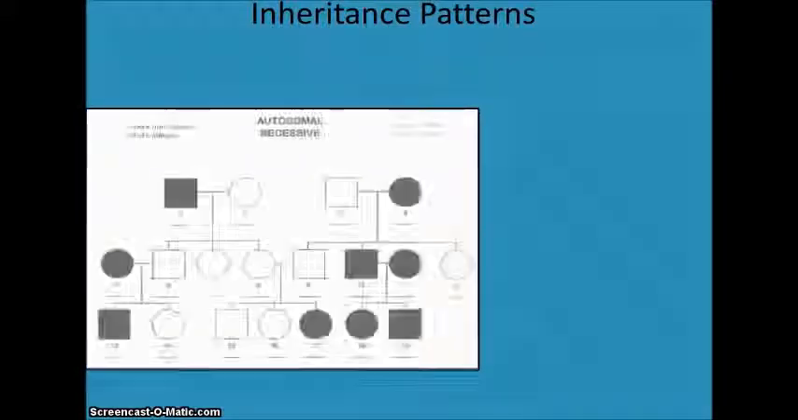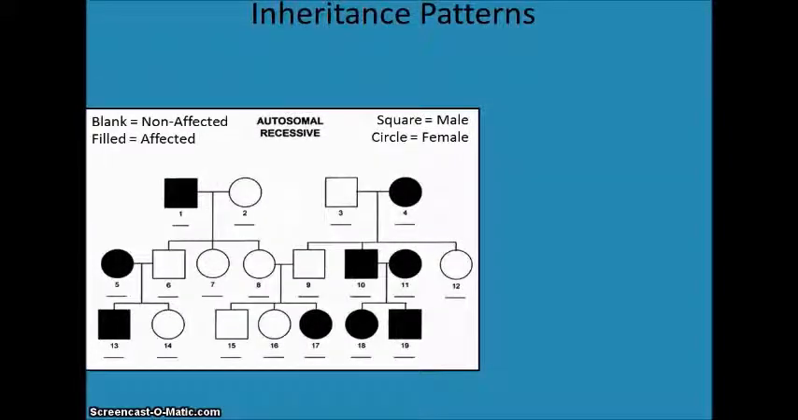MSUD is an autosomal recessive disease. If you look at the pedigree, you can see that the amount of affected males and the amount of affected females are about the same, thus showing it is an autosomal recessive disease. Also, we can tell it is a recessive disease because of the genotypes. All of the affected individuals have two recessive alleles, therefore making a recessive disease.